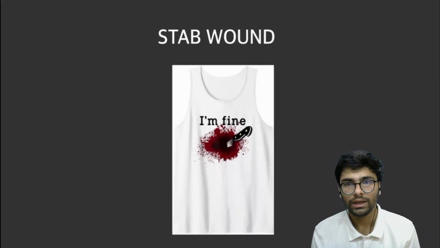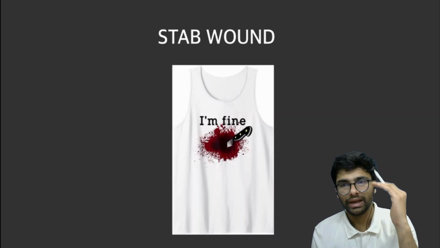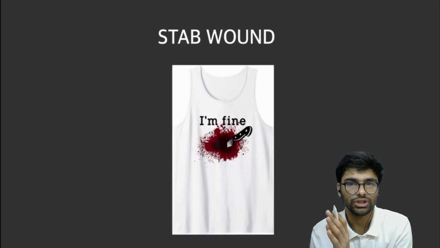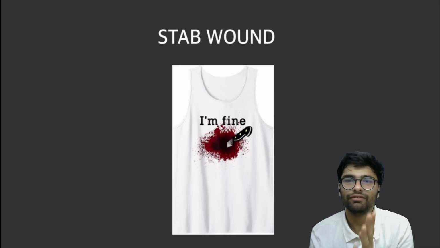Today we'll be looking into stab wound. Earlier we have seen the classification of injuries, and under that, mechanical injury, and under that we have sharp force injury and blunt force injury. Under sharp force injury, we'll have stab wound and incision wound. Under blunt force injury, we'll have abrasion, contusion, laceration, and fracture.